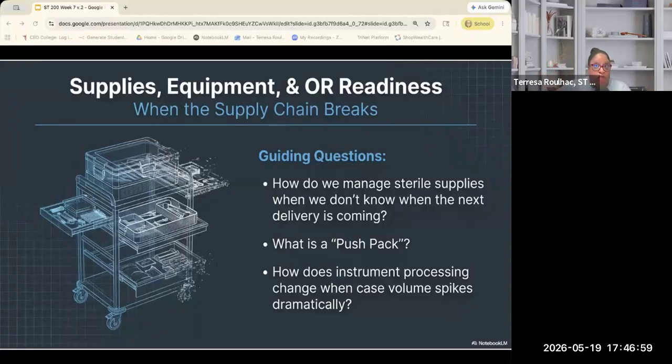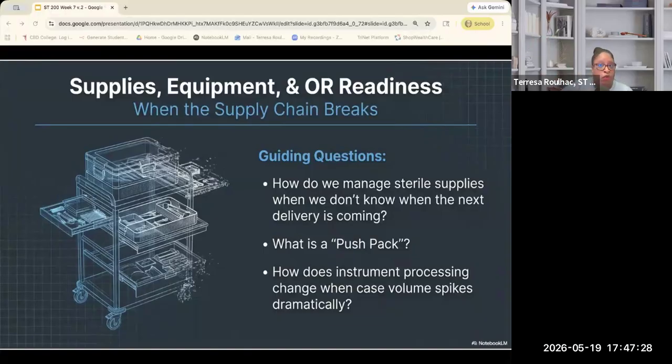Which also helps with reduction of errors. Okay. And it does allow us faster setups, and seconds matter. Okay. Now, with instrument processing pressure, that's a whole other ball game. You've got to think, you've got 450 cases on the board. Okay. 16 rooms. So keep that in mind. 16 rooms. Now we're looking at faster turnover.